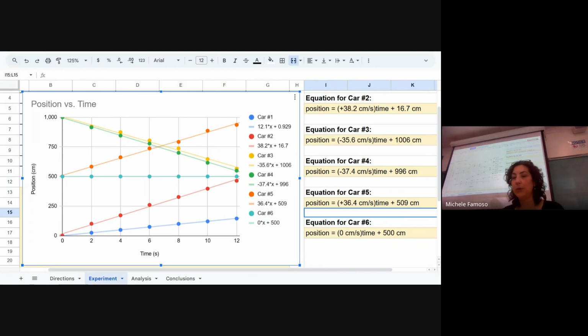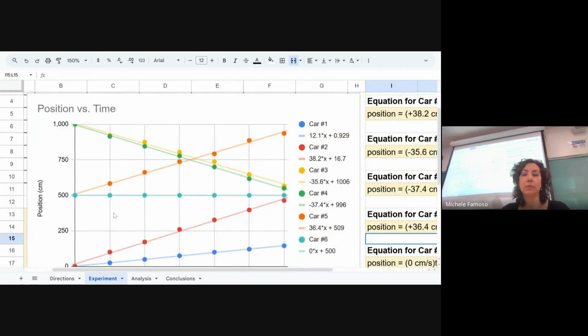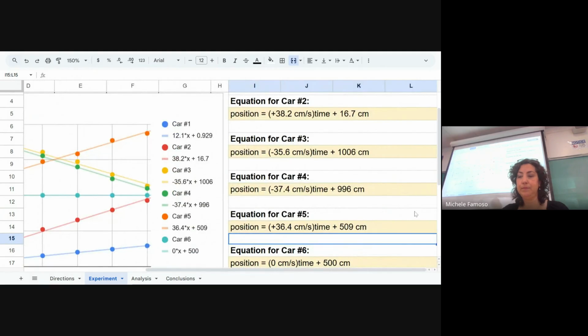Okay. Can we start checking them? Yeah? All right. Let me see if I can make my screen a little bigger, and then I'll unfreeze it. Yep, that's good. All right, so let's start with car 2.